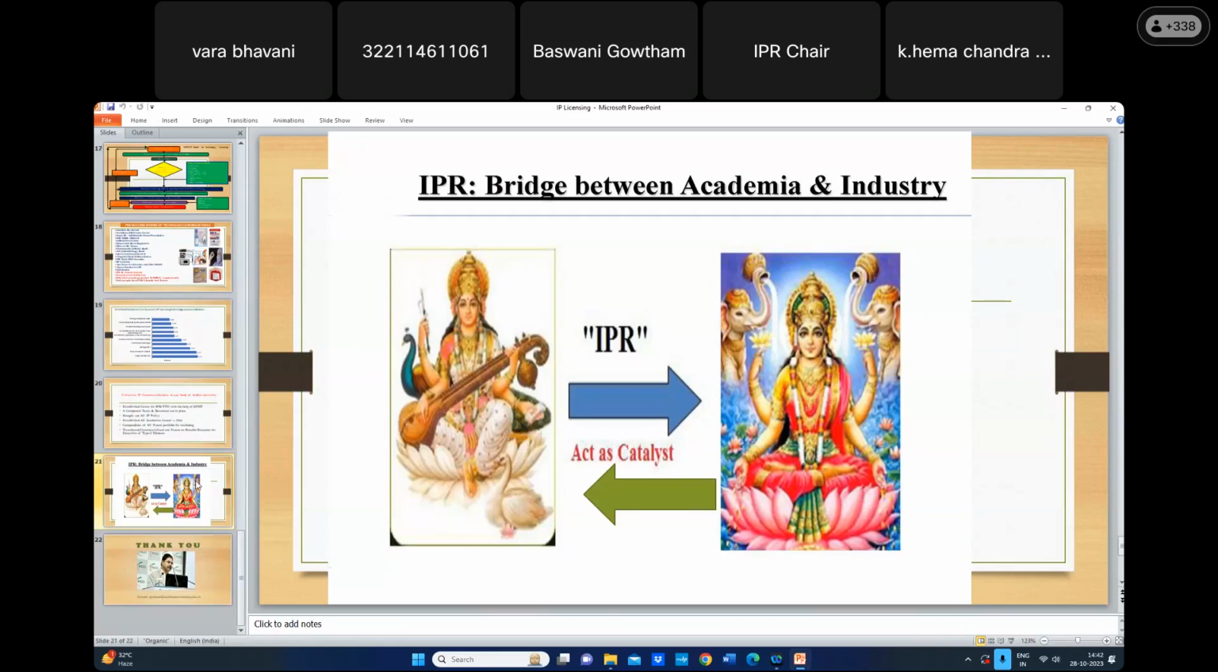So I would like to conclude by saying, IPR is a bridge between academia and industry. IP is the knowledge presented by Goddess Saraswati, and putting that IPR into practice means commercialization, which creates wealth. These two forces drive the entire human development, Goddess Saraswati and Goddess Lakshmi.